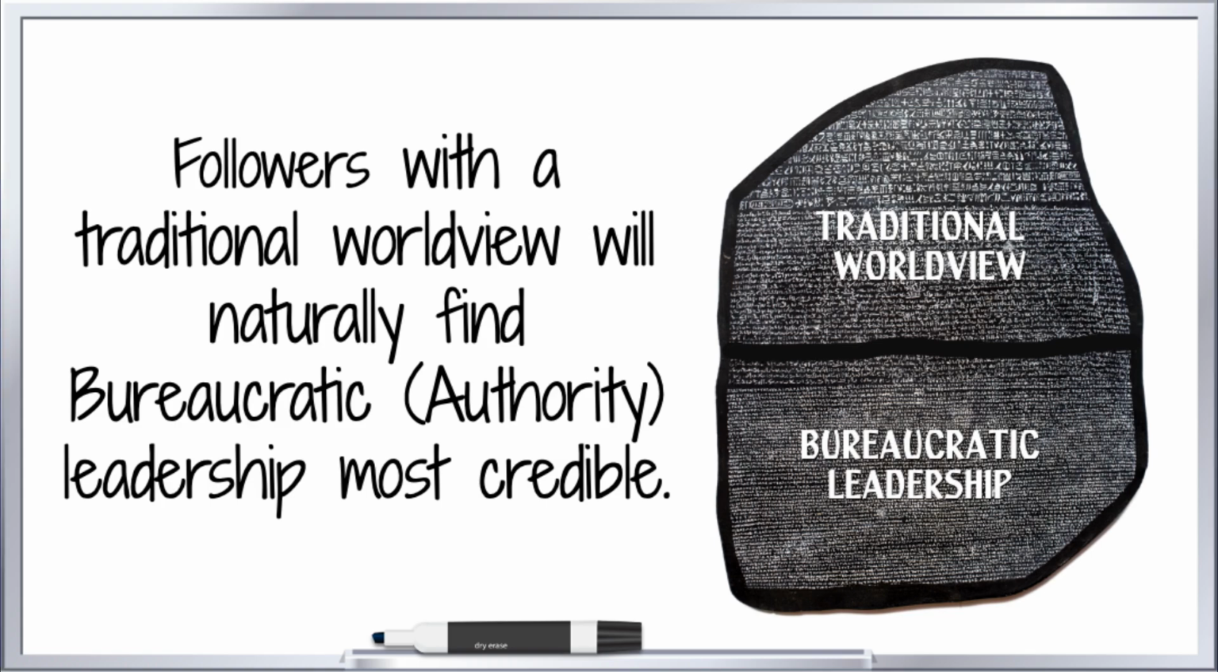Followers with a traditional worldview will find bureaucratic leadership, also called authority leadership, most credible. Naturally, traditional followers are looking for a leader who is higher on the organizational hierarchy and is perceived to have positional authority over them and who will enforce the rules. Of course they would. Again, if you use any of the other three styles with a person with a traditional worldview, you run the risk of undermining your credibility because they won't see you as a legitimate leader according to what they look for in a leader.